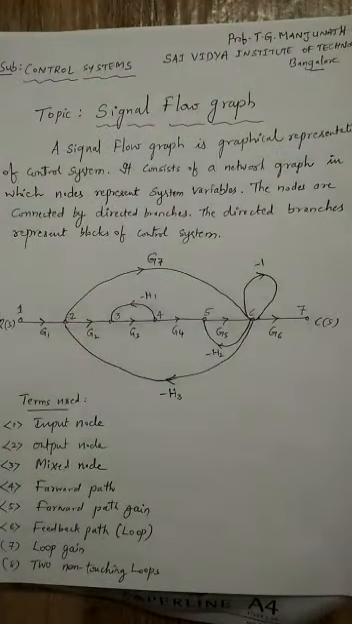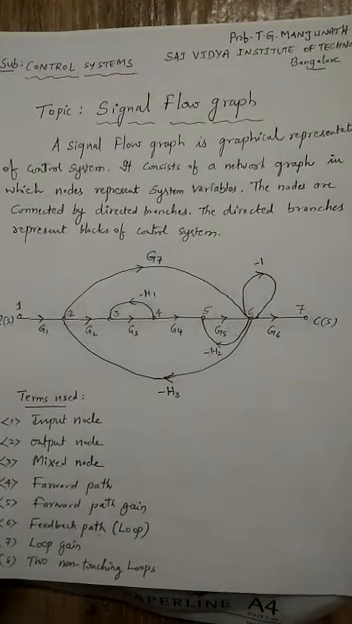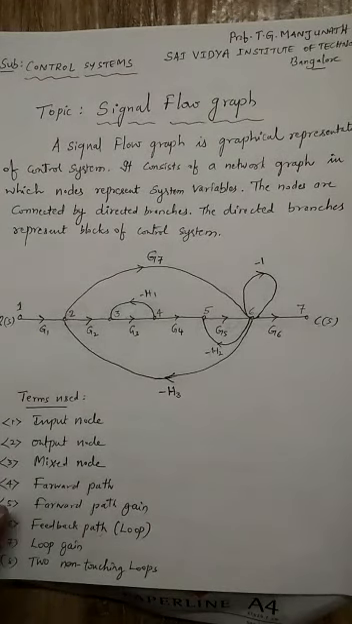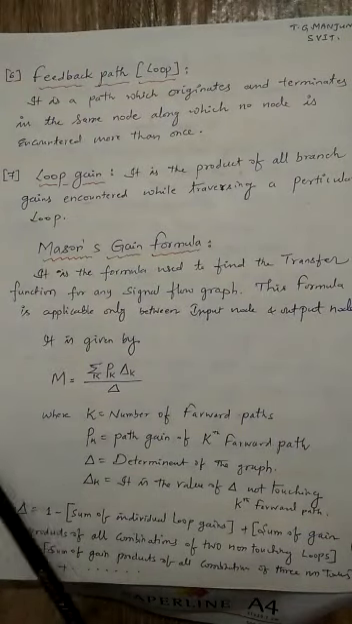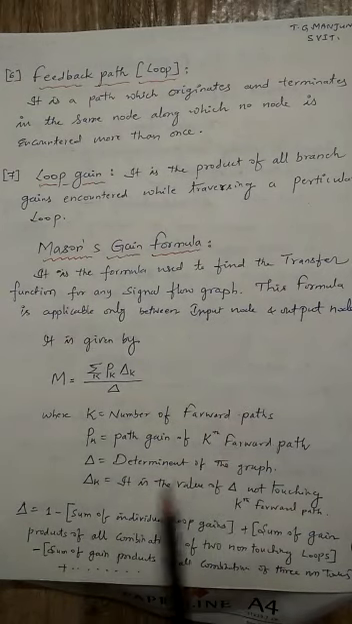To start the session, you must know the terms which I explained in the last class. That is, you must know about forward path gain, feedback path, or a loop and its loop gain, and two non-touching loops. And also, I briefed in the last class about Mason's gain formula.